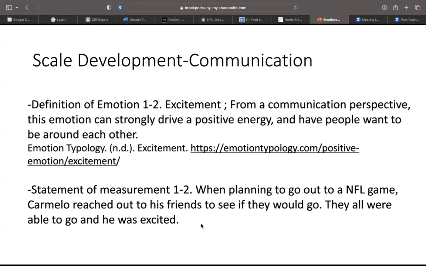And then for the scale development communication approach, the definition was, from a communication perspective, this emotion can strongly drive a positive energy and have people want to be around each other. The measurement for this one is: when planning to go out to an NFL game, Carmelo reached out to his friends to see if they would go. They all were able to go and he was excited.